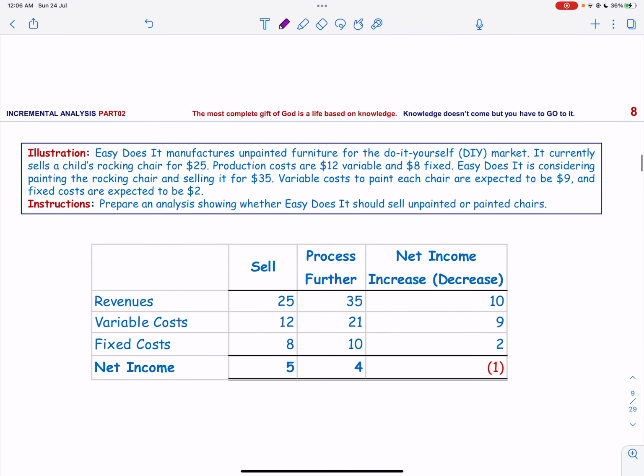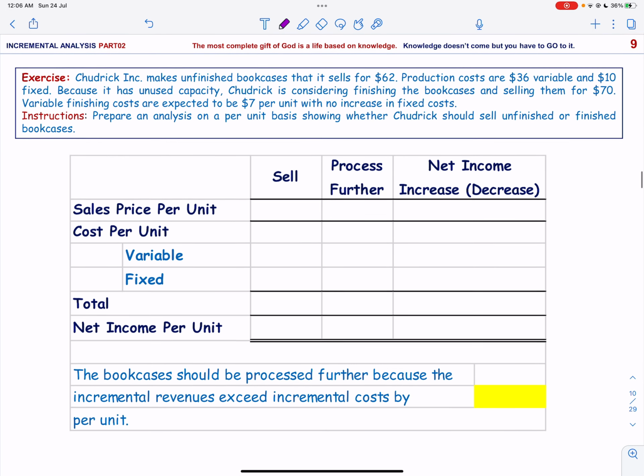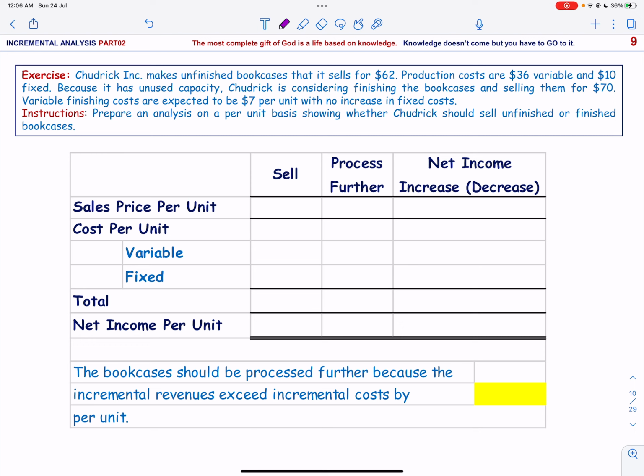And again this is in an Excel sheet you can see, and we have another illustration now. The company makes unfinished bookcases that it sells for 62. Production costs are 36 variable and 10 fixed. Because it has unused capacity, the company is considering finishing the bookcases and selling them for 70. Variable finishing costs are expected to be 7 per unit. That means now the total variable cost per unit is 43. With no increase in fixed cost, so fixed cost remains the same.